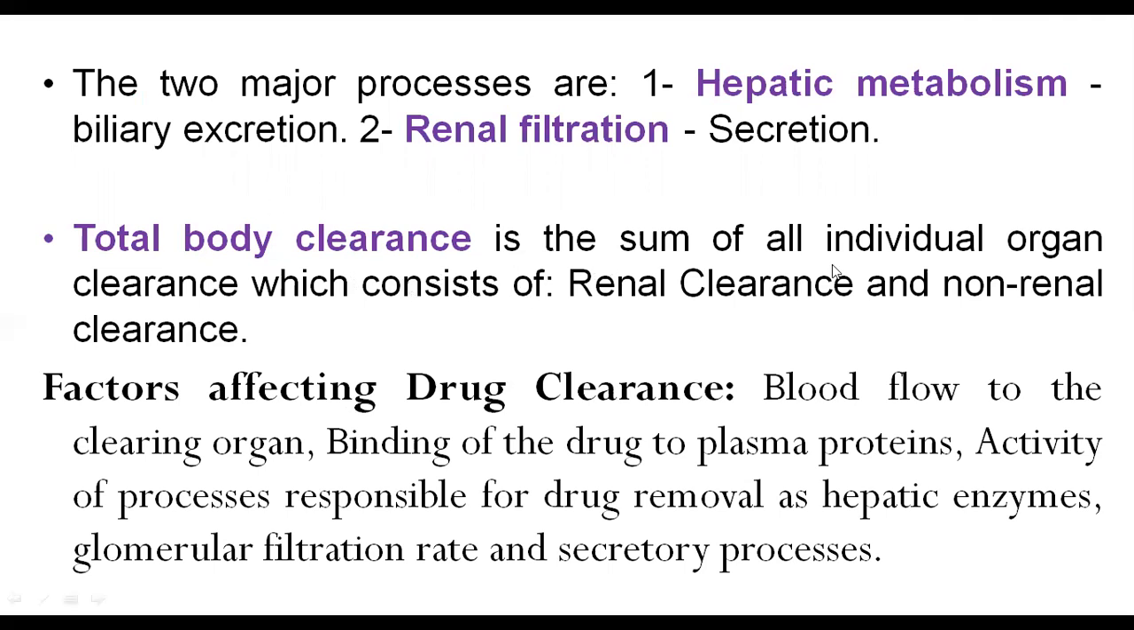Now, total body clearance is the sum of all individual organ clearance. So we put together the clearance that is occurring in the kidneys, and also that which is occurring in other parts of the body, such as the GIT and the skin. Remember that the skin also clears out some of the drugs as you sweat. Then some of the drugs will be cleared even through the lungs as you are breathing. That vapor that comes out may actually contain some drugs, depending on the type of drug that it is.